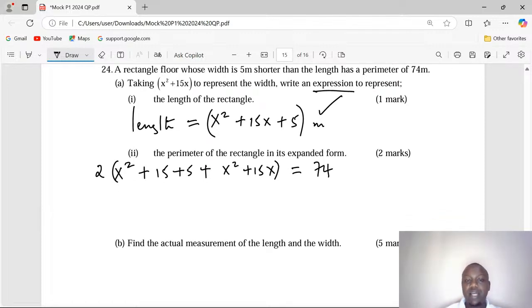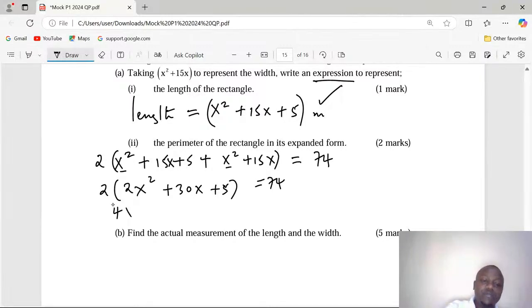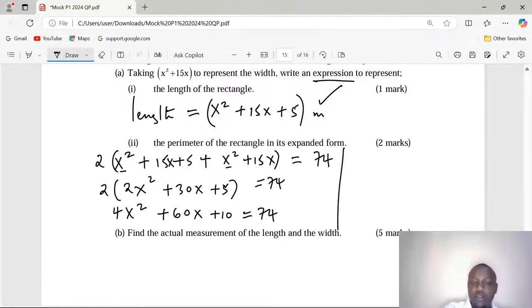So we are coming up with a simplified equation. This one becomes a 2x, so we can have our 2 here, 2x squared. This is a 15x, and this is also 15x, so we get 30x plus 5 equals 74. And we can say 4x squared plus 60x plus 10 is equivalent to 74, which means we can continue arranging.